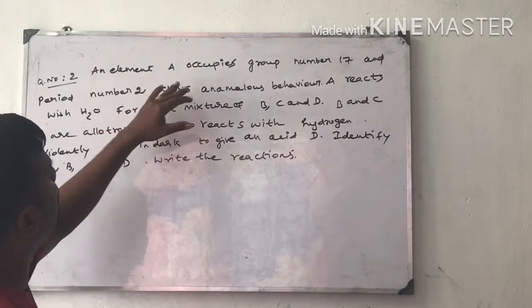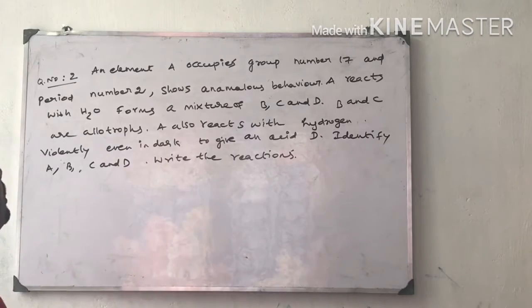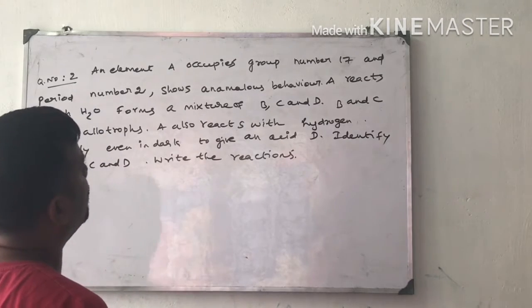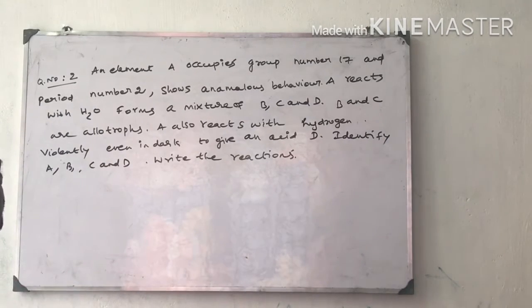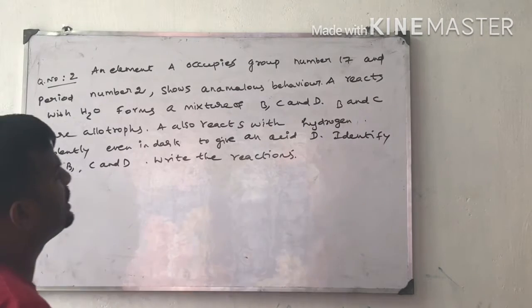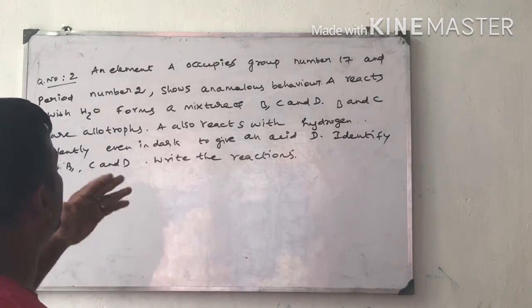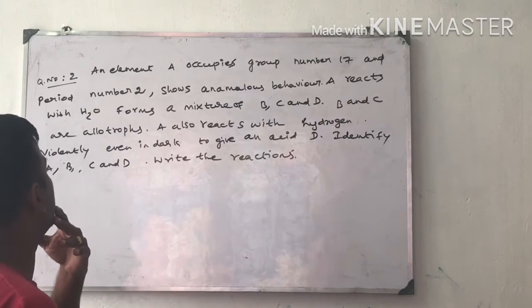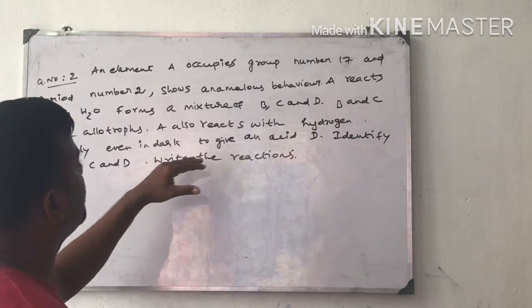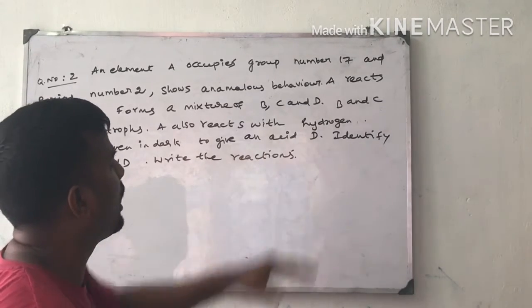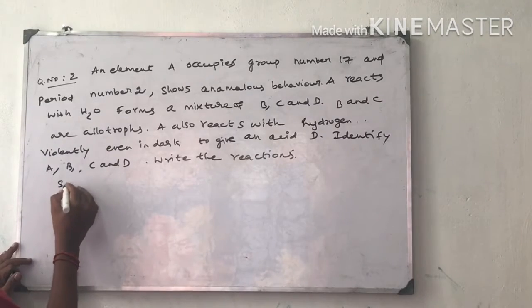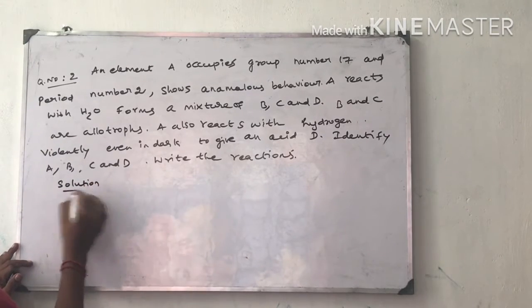Second question: an element A occupies group number 17 and period number 2 and shows anomalous behavior. A reacts with water to form a mixture of B, C and D. B and C are allotropes. A also reacts with hydrogen violently even in dark to give an acid D. Identify A, B, C, D. This is the question. Now I am going to solve it.